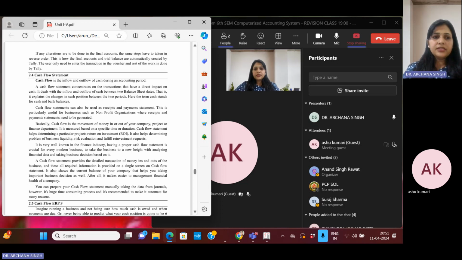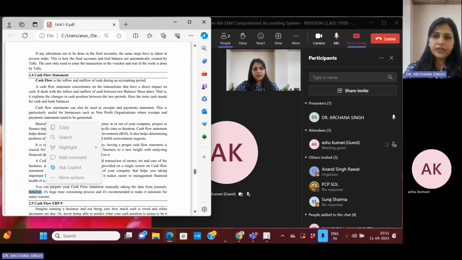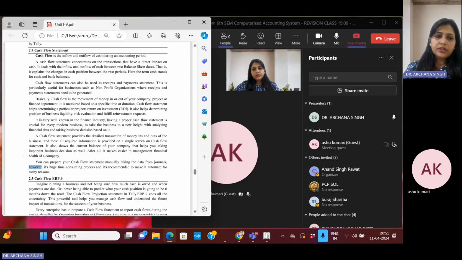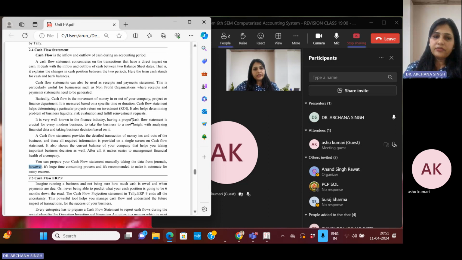Then cash flow statement basically shows the inflow and outflow of cash, which is divided into three categories. First is your operating activity, investing and financing activity, and accordingly you can prepare cash flow manually by taking the data from journals. However, if you are doing it manually, it takes so much time.